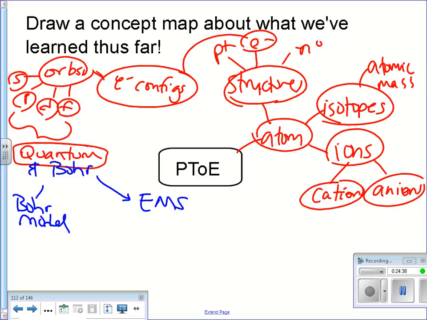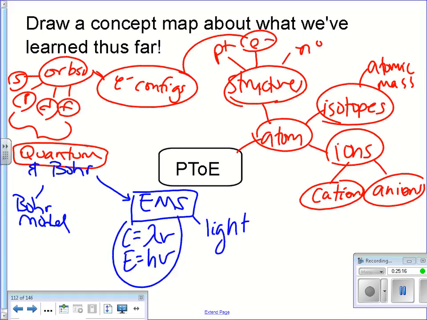Okay. The EMS, the electromagnetic spectrum, relates to what? What are some things we know about the electromagnetic spectrum? Maybe even formulas. I hear C. Okay, so that's the speed of light, which is a constant equal to wavelength times frequency. Planck's constant, h times v, so frequency. I'm going to put light as a separate category here. So these are equations that go with the electromagnetic spectrum.